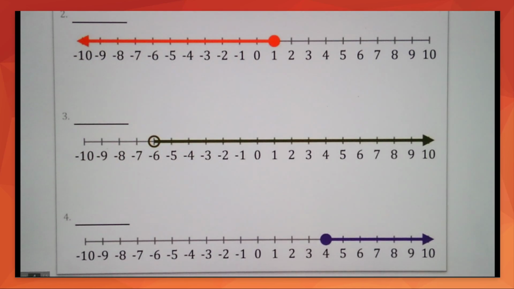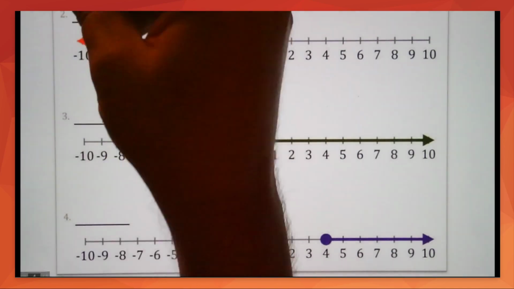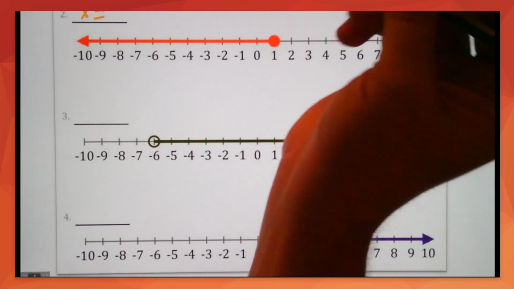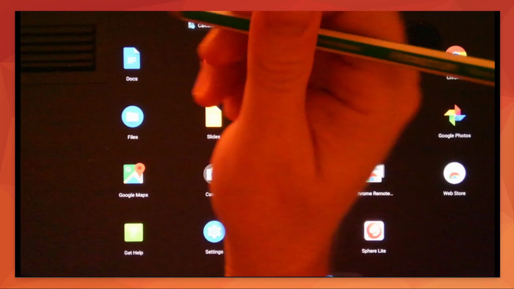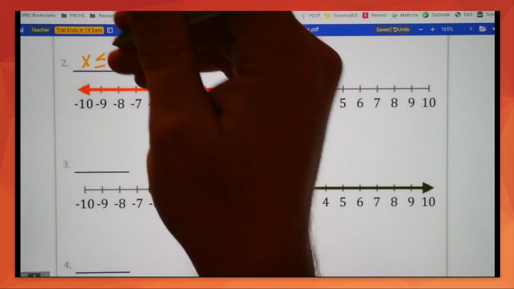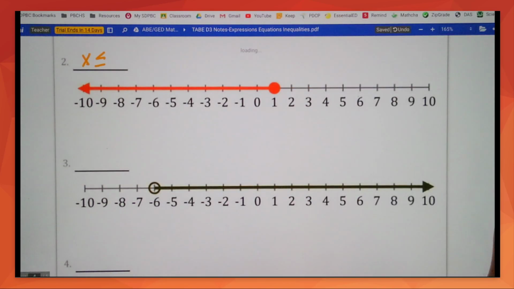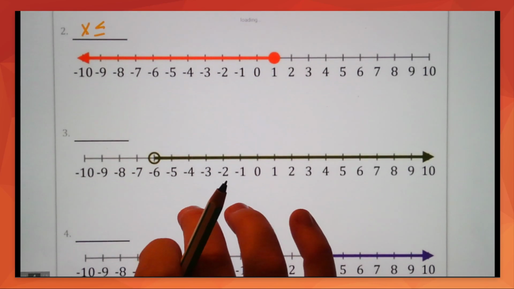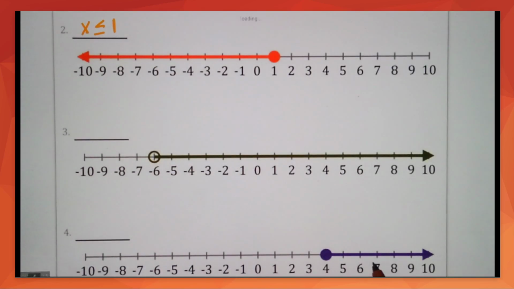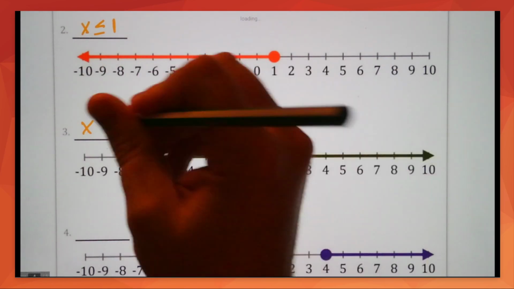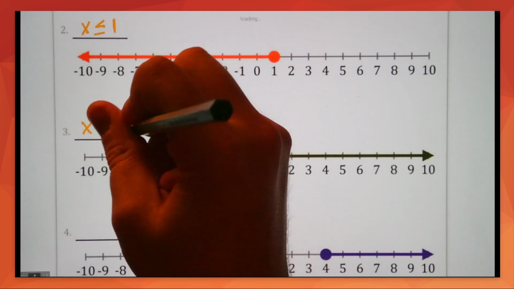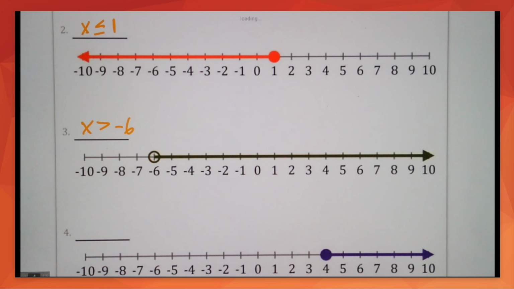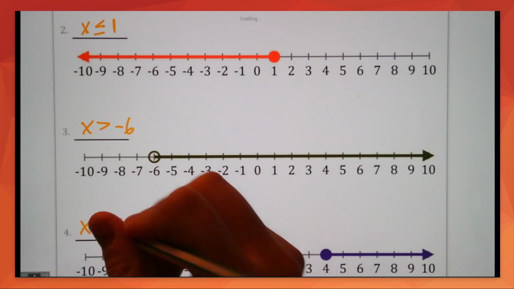Okay, wonderful, we are back. On this next problem, you should have gotten x is less than or equal to 1. The answer here would be 1. And then for this one, you should have gotten x is greater than -6. And for the last one, you should have gotten x greater than or equal to 4.